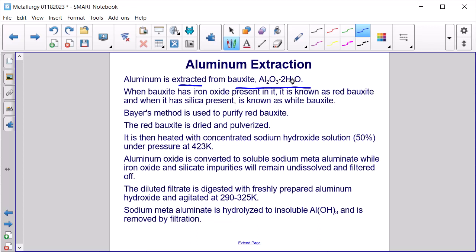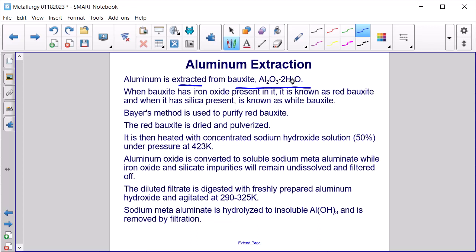Bayer's method is used to purify red bauxite. The red bauxite is dried and pulverized. It is then heated with concentrated sodium hydroxide solution, 50%, under pressure at 423 Kelvin. Aluminum oxide is converted to soluble sodium meta-aluminate, while iron oxide and silicate impurities will remain undissolved and filtered off.